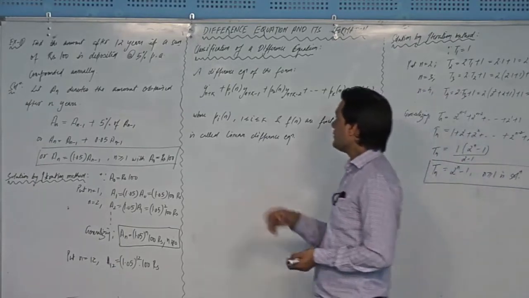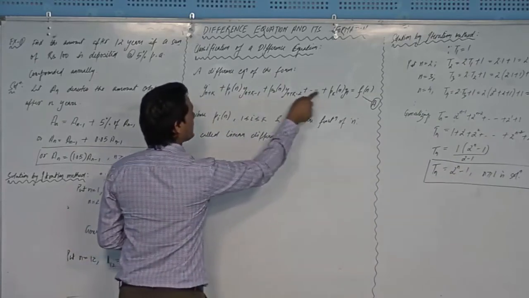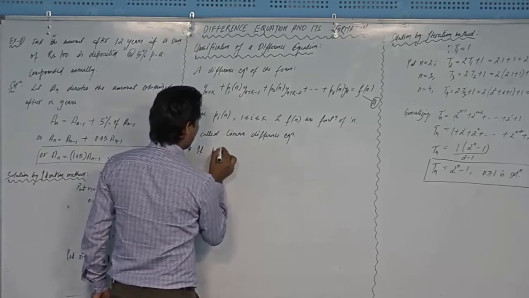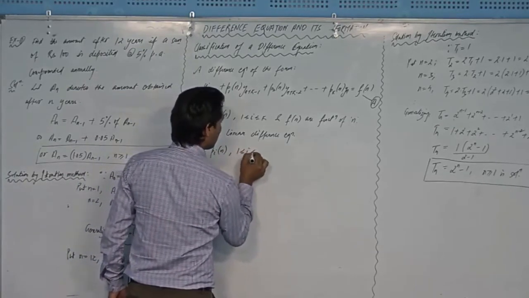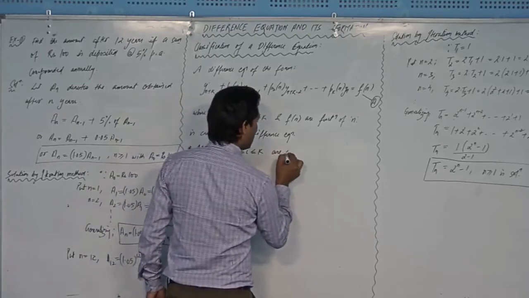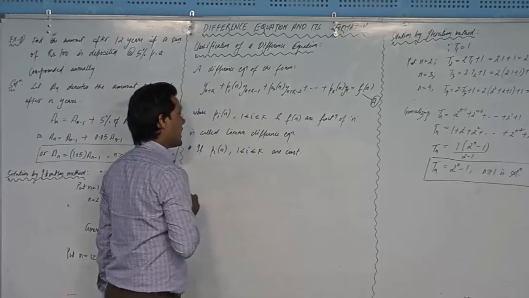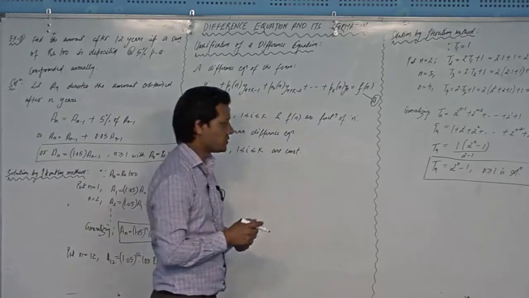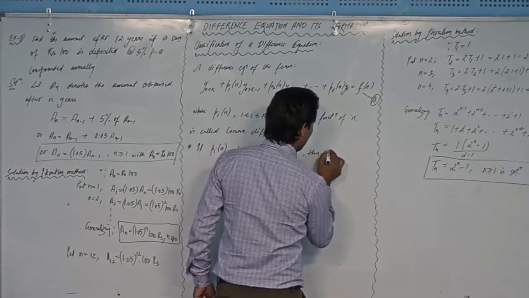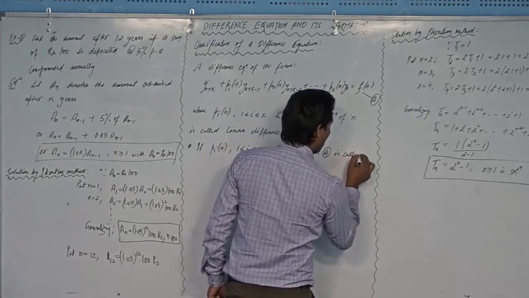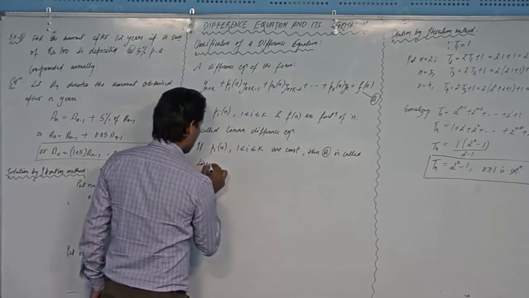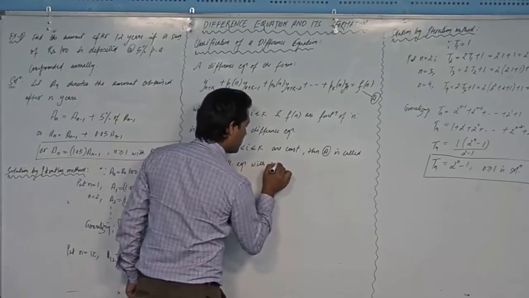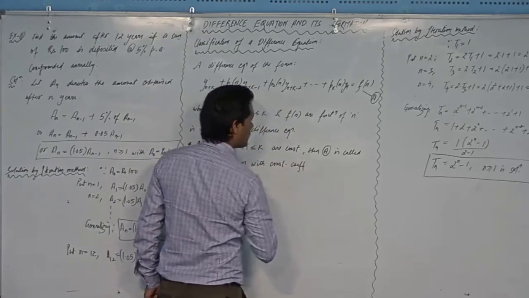Okay, and if these p_i(n), especially p_1, p_2, with i running from 1 to k, are constant terms, then we say that this linear difference equation is a difference equation with constant coefficients. Then equation number A is called a linear difference equation with constant coefficients.